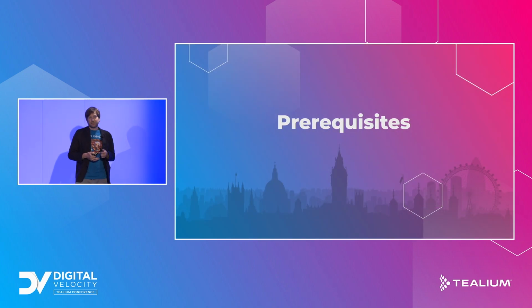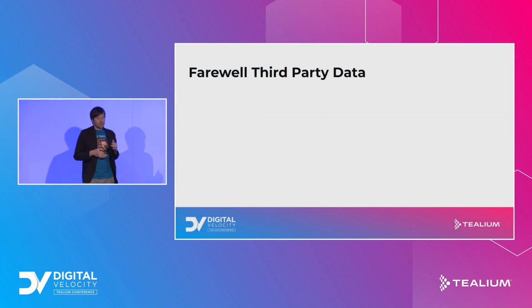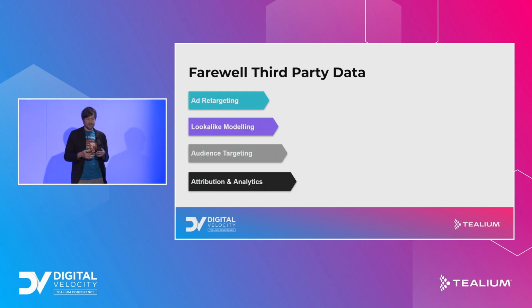But let's start at the beginning and talk about some of the prerequisites first. So the marketing landscape, as we basically knew it, doesn't exist anymore, right? We know there's a new present, and this new present is not third-party data-based. And if we have a look at the use cases and for which purpose we've been using third-party data, like ad retargeting, lookalike modeling, audience targeting, attribution and analytics, right?